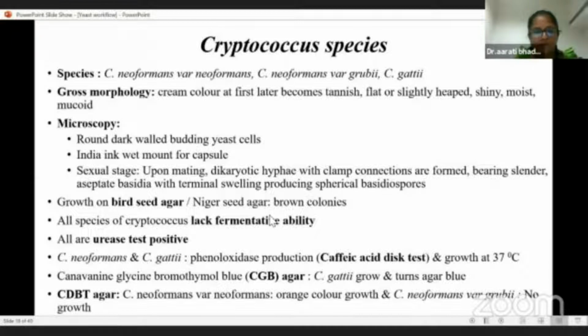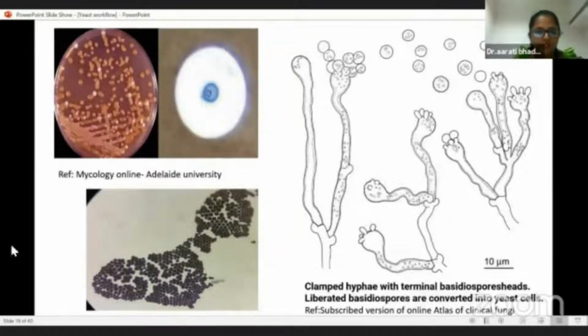Here you can see the birdseed agar having brown colonies of Cryptococcus, and here the India ink with capsule. On the Gram stain, circular spherical budding yeast cells can be seen, and this is the sexual state of Cryptococcus species, where the basidium is there, conidia are there, and clamp connections are there. Terminal basidiospores are there.